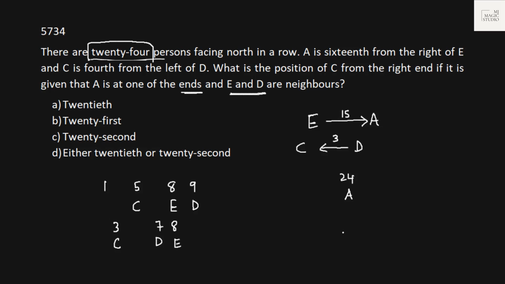What is the position of C from the right end? From the right end we are looking. So if we go by this, the position of C from the right end is 24 minus 2, that is 22nd. And if we go by this pattern, C's position is 5, that means 4 left, it is 20th. So C can be at the 20th position or 22nd position from the right end, because it is not known whether E is to the left of D or to the right of D. So it is either 20th or 22nd position. Option D is the pick.